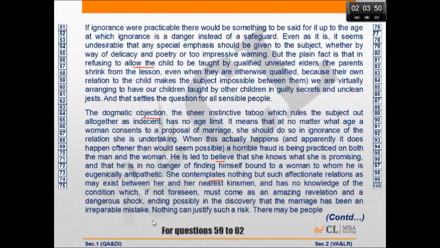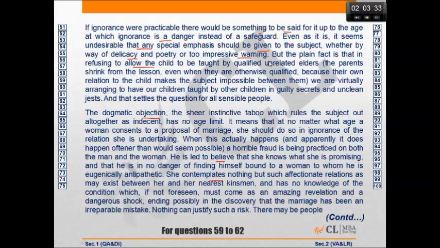If ignorance were practicable, there would have been something to be said for it up to the age at which ignorance is a danger instead of a safeguard. Even as it is, it seems undesirable that any special emphasis should be given to the subject, whether by way of delicacy and poetry or too impressive warning.